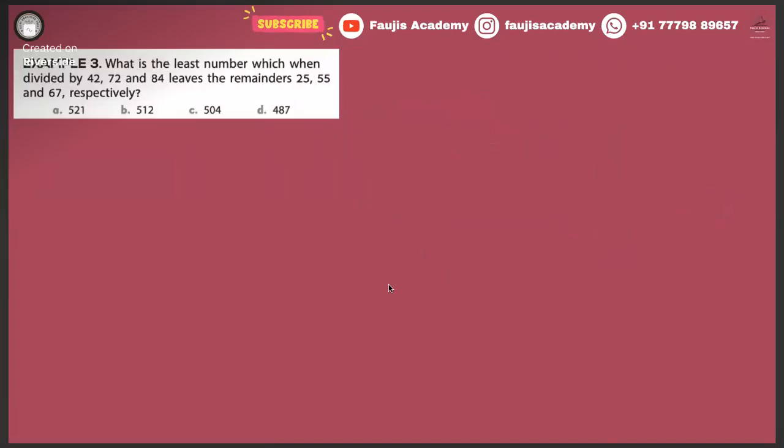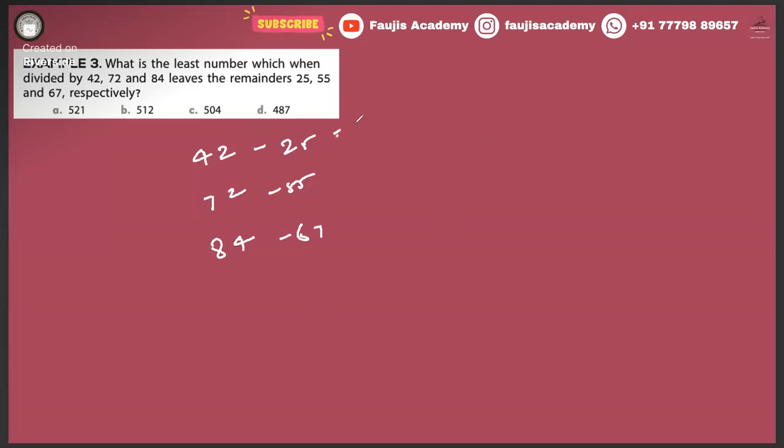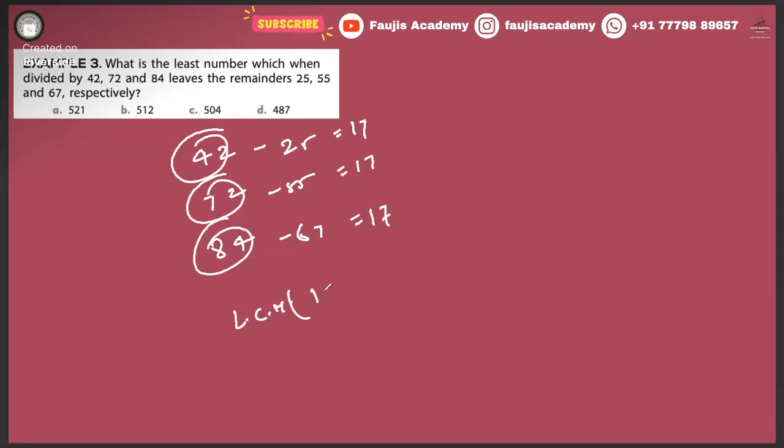So what is the least number which when divided by 42, 72 and 84 leaves the remainders 25, 55 and 67? In the question, they are not going to tell you that the difference is common. You have to check it by yourself. It is common, sir, 17. So now you see that the difference is common. If the difference is common, we have to take the LCM of these three numbers, 42, 72 and 84.